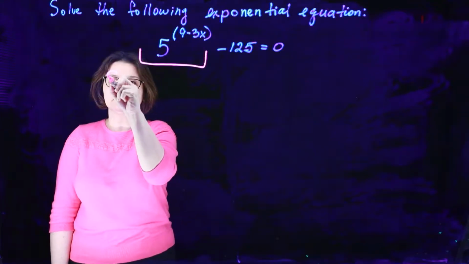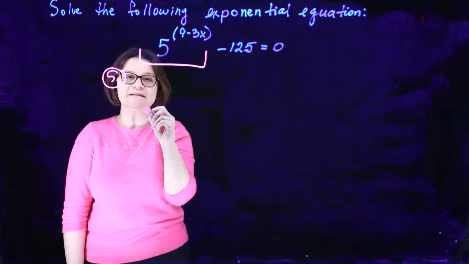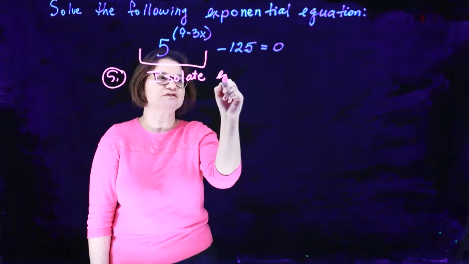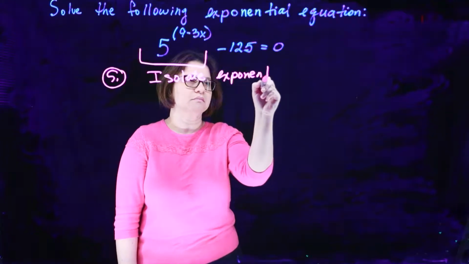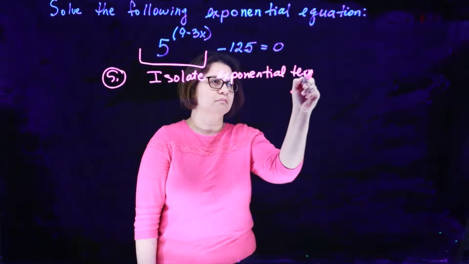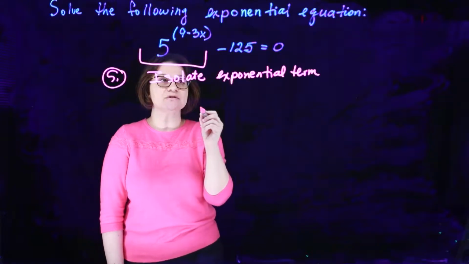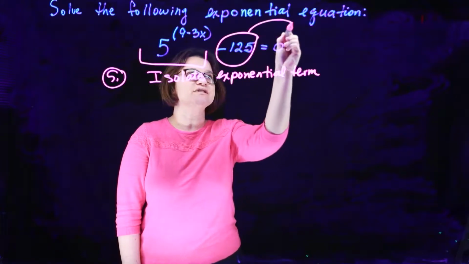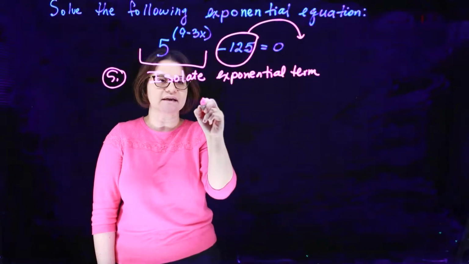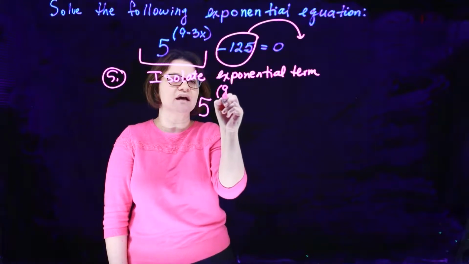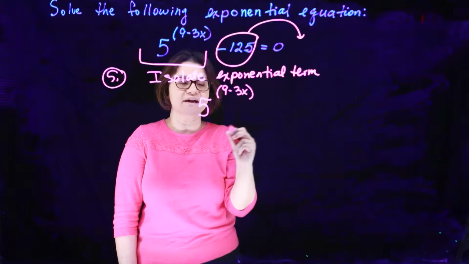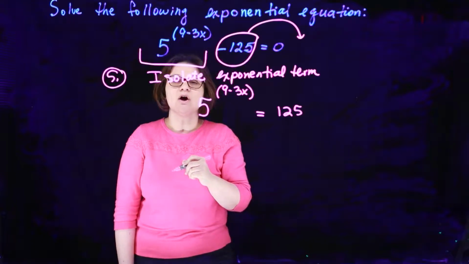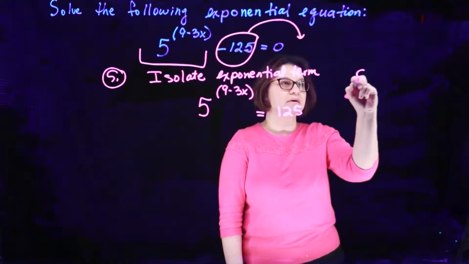So step number one, our goal is to isolate the exponential term. To isolate the exponential term, we will need to move negative 125 to the other side by adding it. This is what it's going to look like. Base 5 to the power of 9 minus 3x on the left-hand side equals, and now we have 125 on the other side. We have a property that is called the same base property.